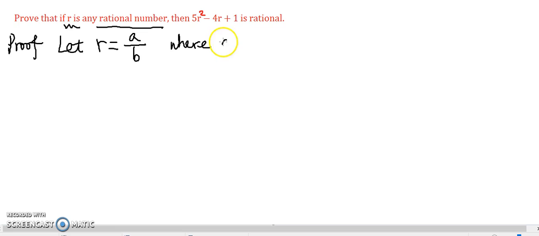Let's specify a and b are integers and b is not 0. Well, because r, we know it's a rational number, but we don't know which rational number. Actually, it could be any. This works for any rational number.